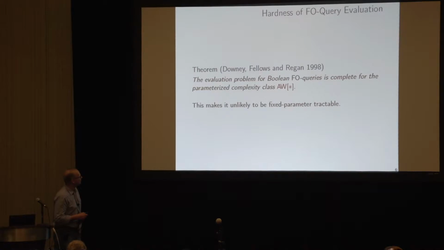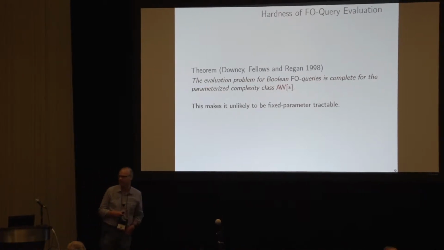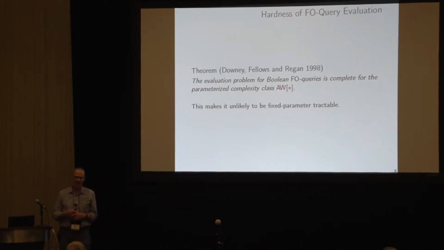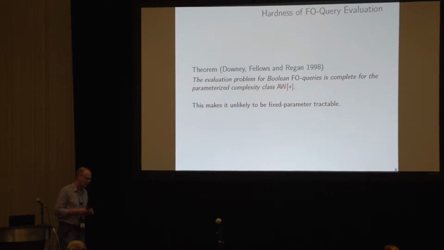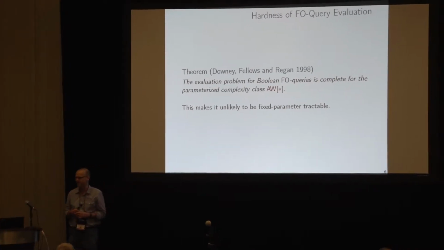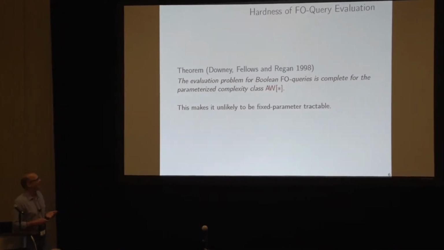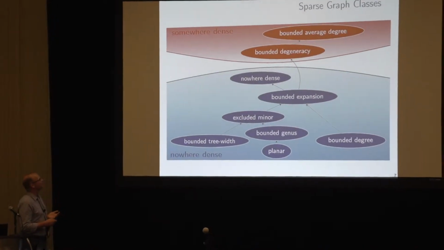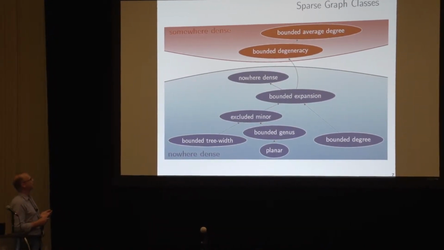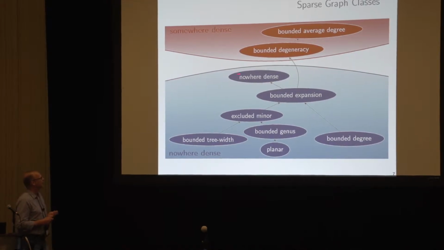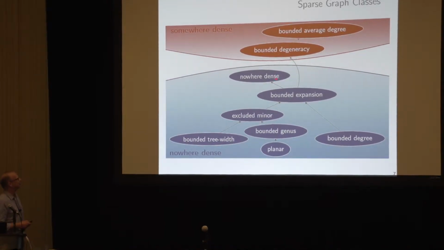So first of all, in general, it is not. The evaluation problem for Boolean first order queries is complete for a parameterized complexity class called AW star, and that means it's unlikely to be fixed parameter tractable. Let's just leave it there. But now if we restrict the input instances, it can be tractable. And that's what I've looked at. In particular, I've looked at sparse graph classes for a long time. So here's a picture of sparse classes.